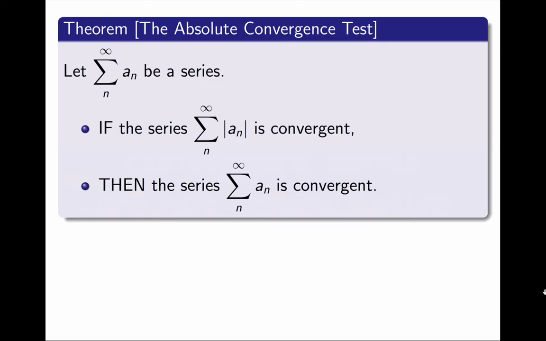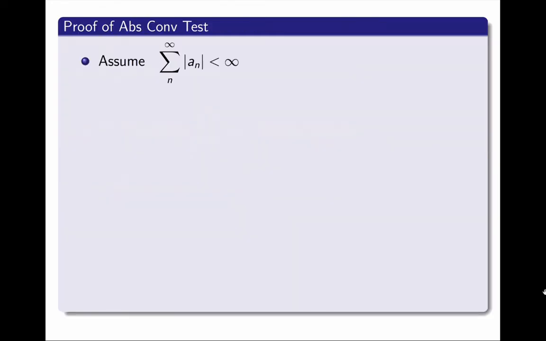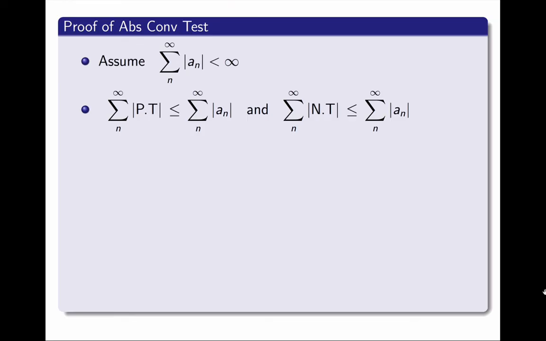I wanted to prove the absolute convergence test. Now that we have made the previous observation, the proof will be very short. Here it is. Let's assume that the series of the absolute values of an is convergent. Notice that the sum of the absolute values of the positive terms and the sum of the absolute values of the negative terms are both bounded by the sum of all the absolute values. Therefore, by the basic comparison test, they are both also convergent.